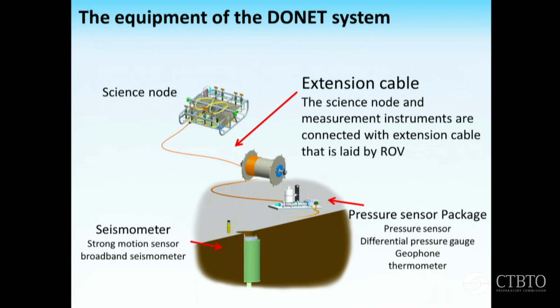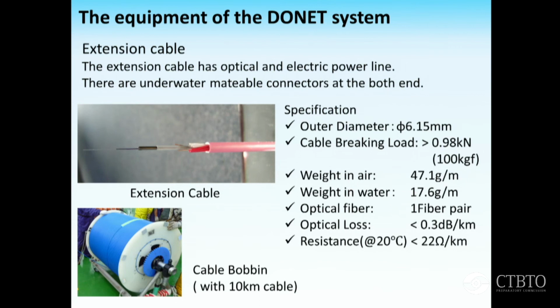This is the science node extension cable, from the node to the sensors, at a maximum length of 10 kilometers, using the ROV. I would like to show you the operations of how to extend the extension cable using the bobbin of the ROV. Next slide. This is an extension cable. It's very thin. The specification is an outer diameter of 6.15 millimeters. The cable bobbin holds a maximum of 10 kilometers of cable. For a longer extension, we try again and again.